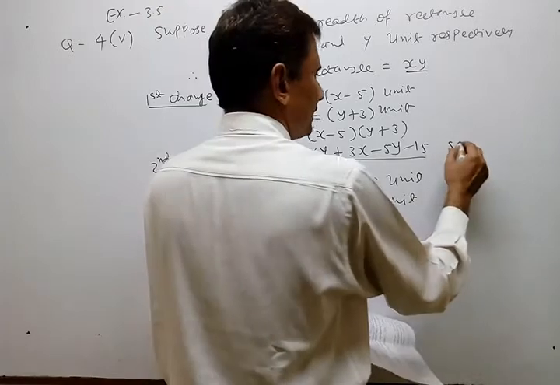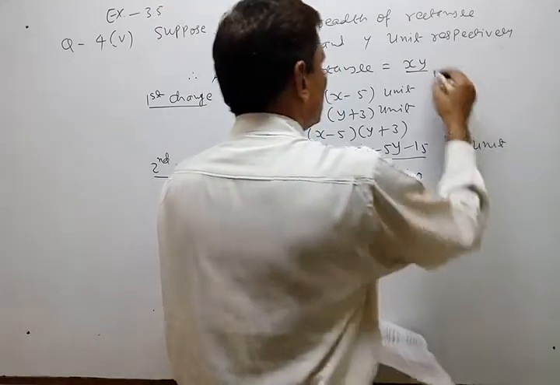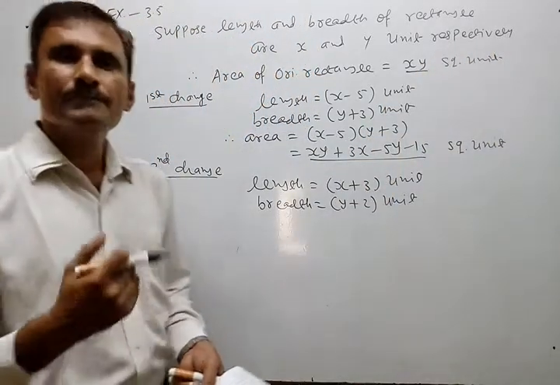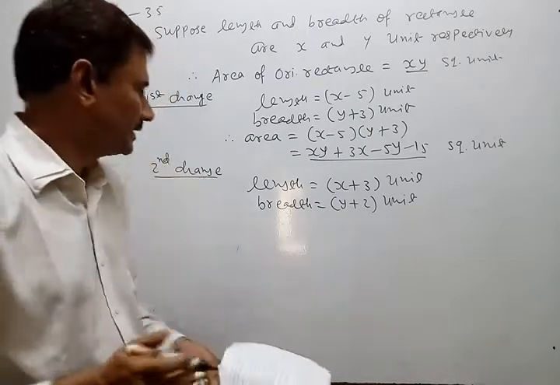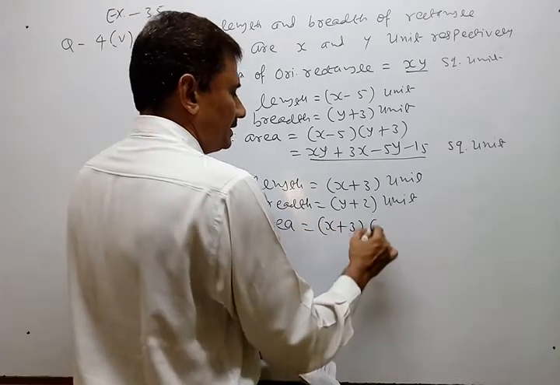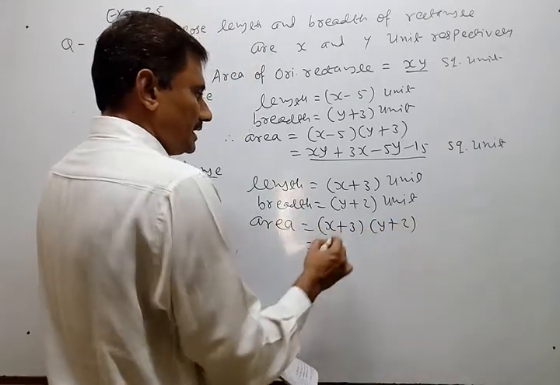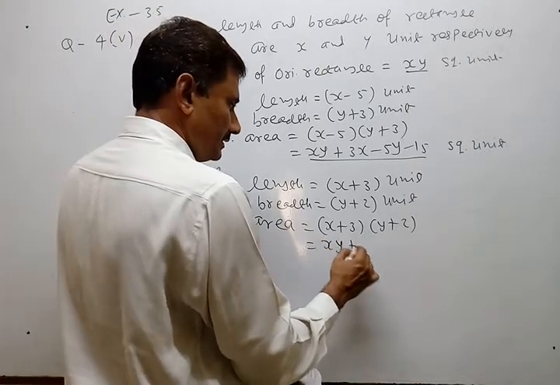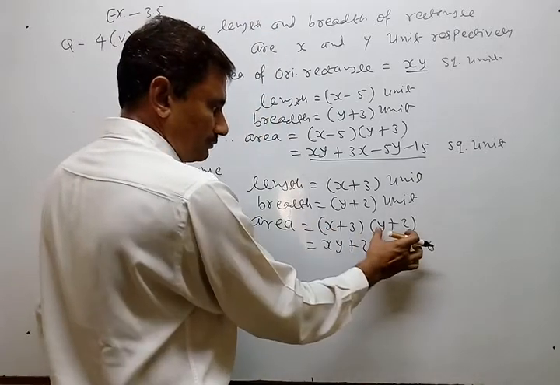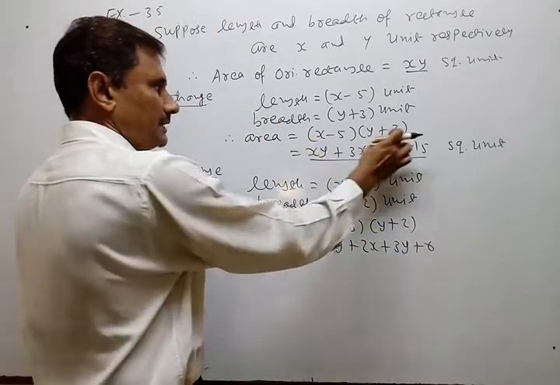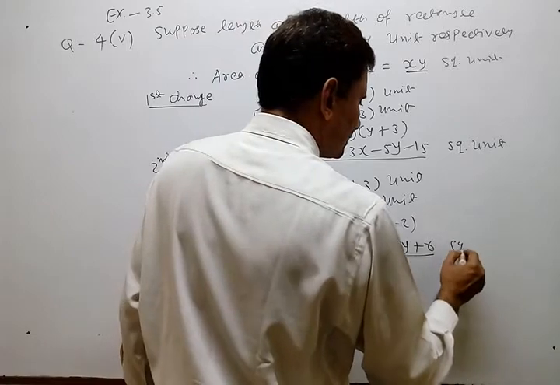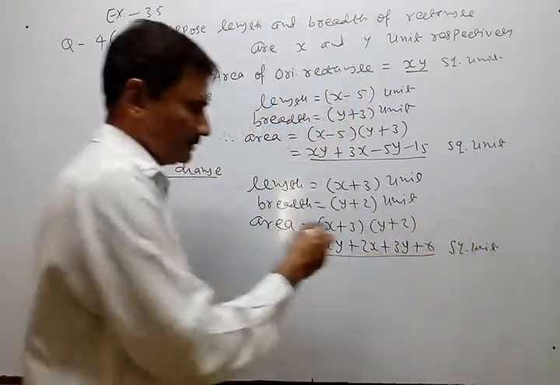Here you can write square unit. This is also square unit. It is better practice to give units whenever any measurement is there. So now the area becomes x plus 3 into y plus 2. So obviously it becomes xy plus 2x plus 3y plus 6. x is multiplied to both, then 3 is multiplied to both. Here also x multiplied to both, then minus 5 is multiplied to both. This is also square unit. So the third expression we got here.